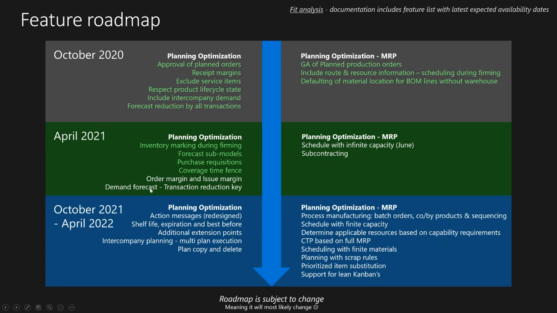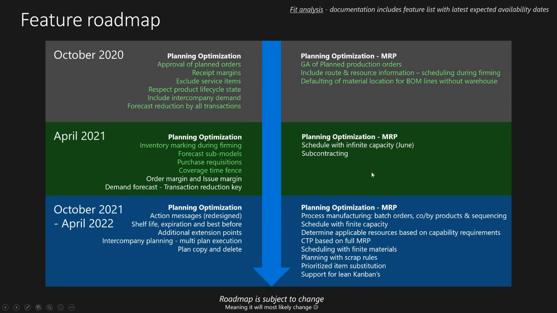We have the demand forecast transaction reduction key. That's on the, you could say, classic non-production part. On the MRP side, the big thing that we are working on right now is scheduling. We are starting with infinite capacity, finite is coming later. And then we are also trying to see if we can squeeze in subcontracting. And the green box here, it's important for me to note that it doesn't mean it will be available April 1st. You can see I have June here. This is the time frame from April that we have in this corner here. But some of it is already available.